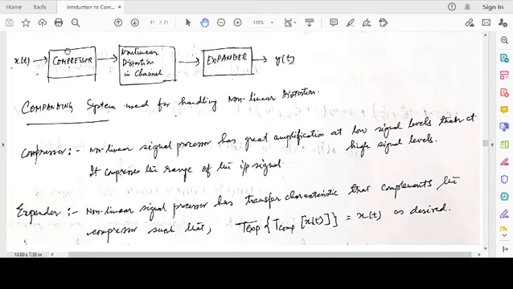So the signal is intentionally distorted here, pre-distortion, passes through a channel, and the signal is corrected, post-distorted, post processing of the distorted signal, which we call an expander. And finally you have the output y(t), which is used for demodulation and so on.